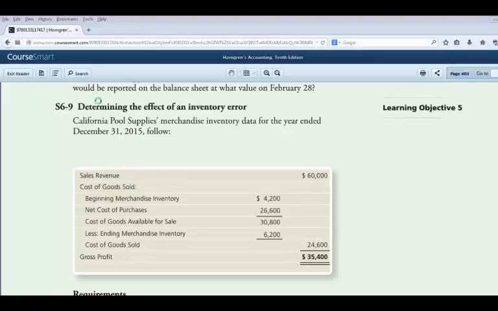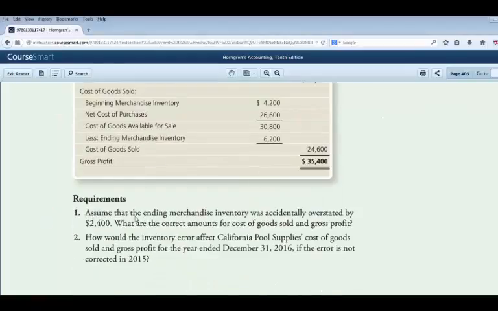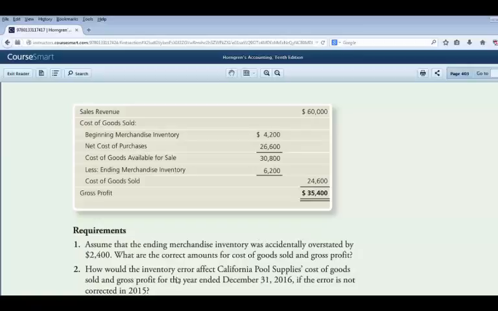Okay, let's look at exercise 9. This is where we're determining the effect of an inventory error on our amounts. So we're looking at California Pool Supplies merchandise inventory data for the year ended December 31st, 2015. Okay, so we've got sales revenue, we've got our cost of goods sold calculation, and gross profit. They're saying assume that the ending inventory was accidentally overstated by $2,400. What are the correct amounts for cost of goods sold and gross profit? And how would this error affect next year if we don't correct it?